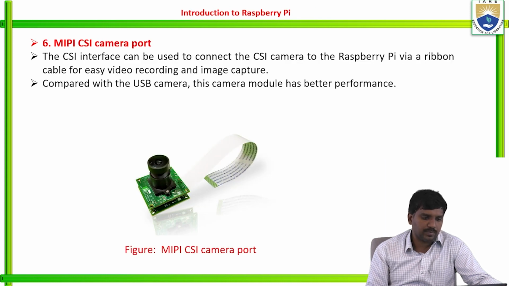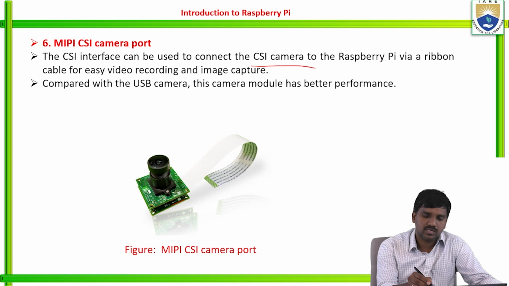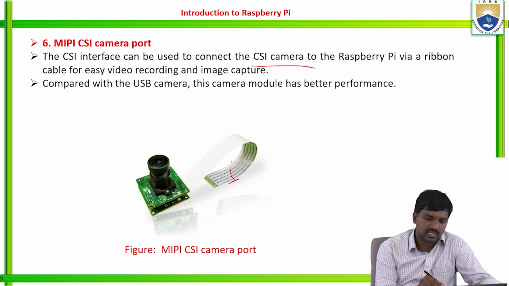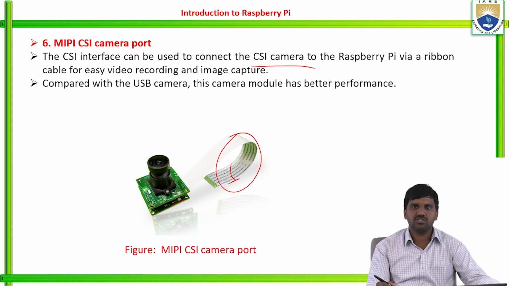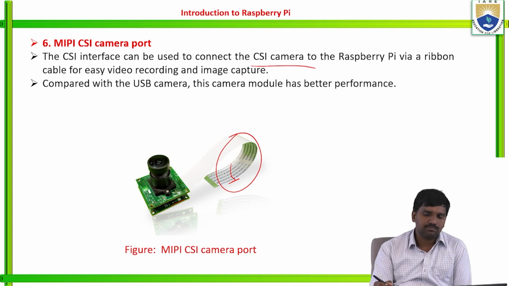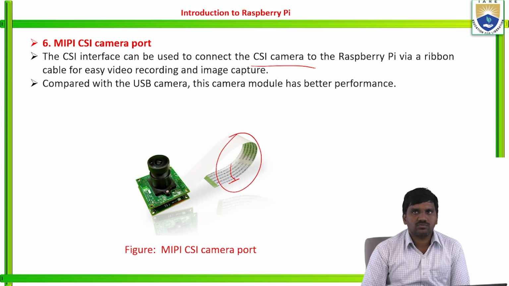Next, the sixth one, MIPI CSI camera port. It is for real-time images. The camera serial interface can be used to connect the CSI camera to the Raspberry Pi via a ribbon cable. This is the ribbon cable for easy video recording and image capture. If you want to record video at any time, you can use the MIPI CSI camera port as well.